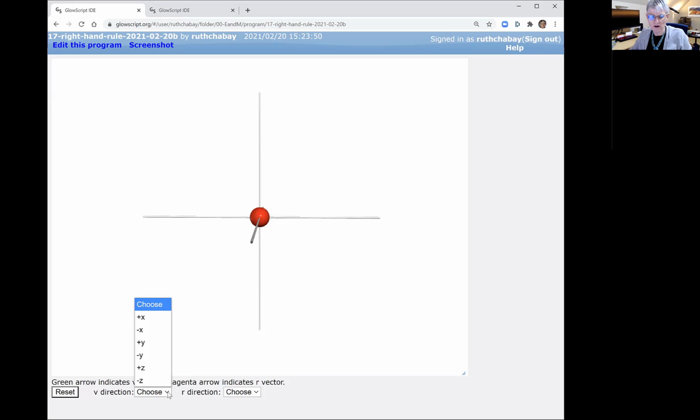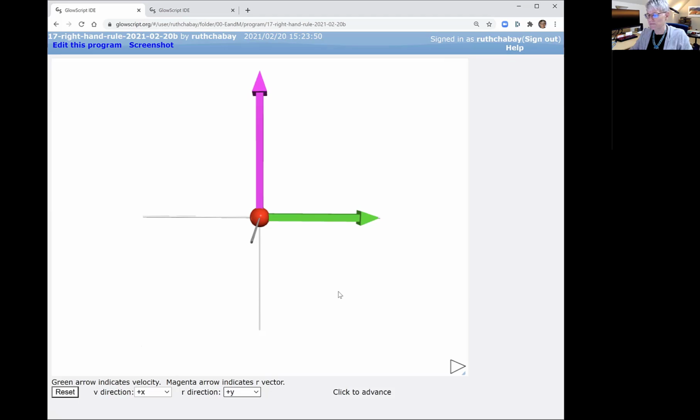So here, let's make the velocity in the plus x direction. As it says down here in the caption, the green arrow is the velocity, and the vector r is represented by a magenta arrow, and let's make r in the plus y direction. Now, the direction of v cross r is, of course, the same as the direction of v cross r hat. So for directions, as usual, plus x is to the right, plus y is up, plus z is out of the page toward us, out of the screen toward us.